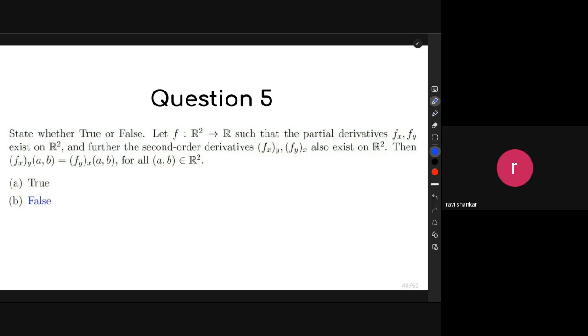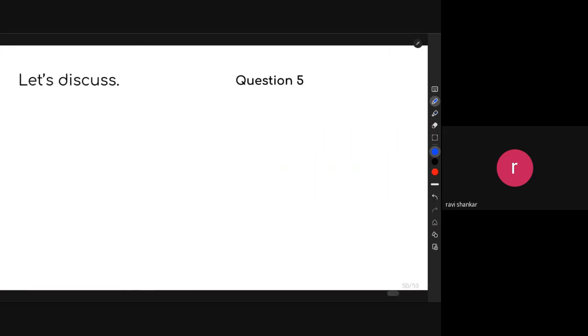Okay, if you have any question, you can just ask. It is true. You are saying it is true. No, it is not true. It is false. I will give you an example where it turns out to be false. So let us consider this example. So first, let us say what is the partial derivative of f with respect to x. It is defined as the partial derivative of f at the point x naught comma y naught to be this.